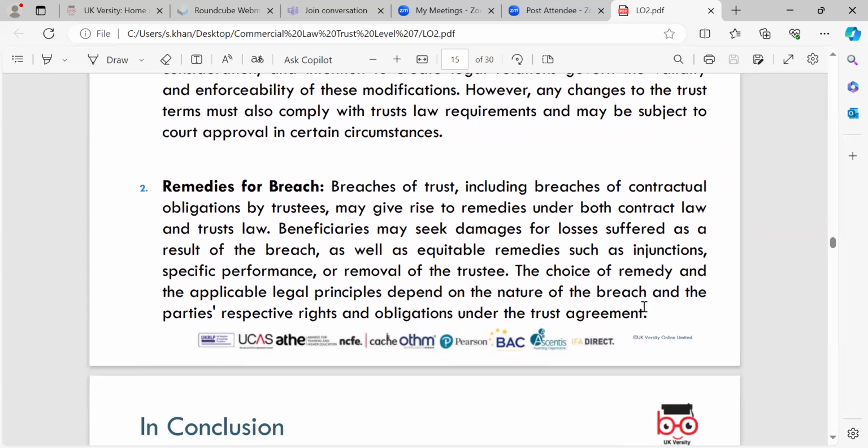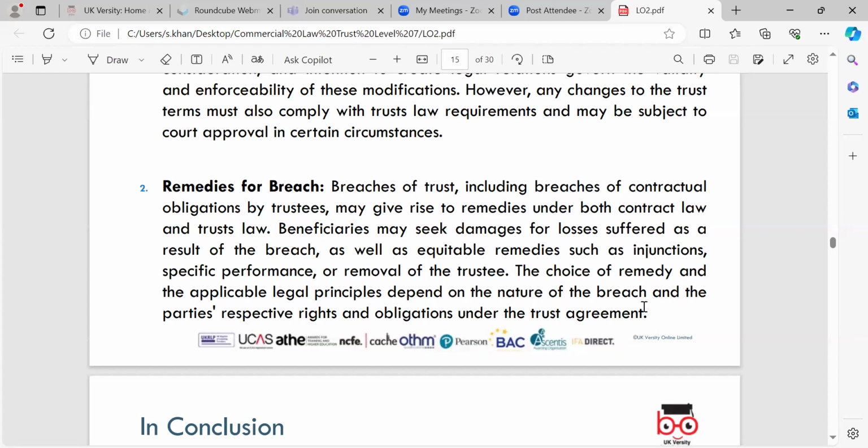Remedies for breach. So breaches of trust, including breaches of contractual obligations by trustees, may give rise to remedies under both contract law and trust law. Beneficiaries may seek damages for losses suffered as a result of the breach, as well as equitable remedies such as injunctions, specific performance, or removal of the trustee. The choice of remedy and the applicable legal principles depend on the nature of the breach.